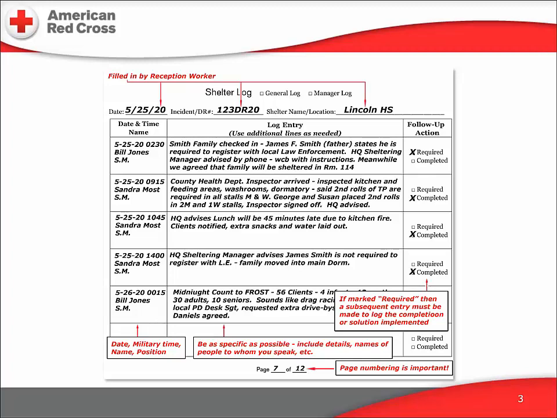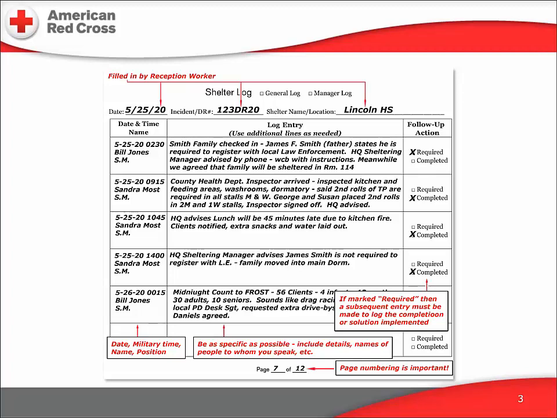The form is simple in an attempt to allow details to be entered about the whole gamut of issues that arise in the life of a shelter. It has only 3 columns: the date and time of the entry, details of the entry, and what follow-up is needed. Let's take the first entry as an example of what would be written in the shelter manager's log.